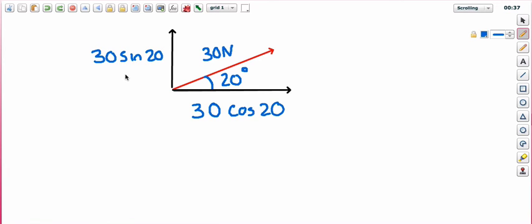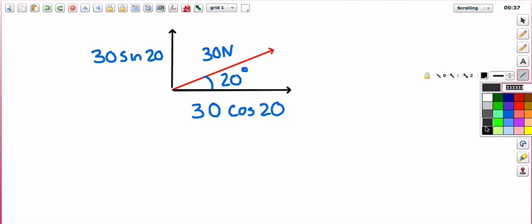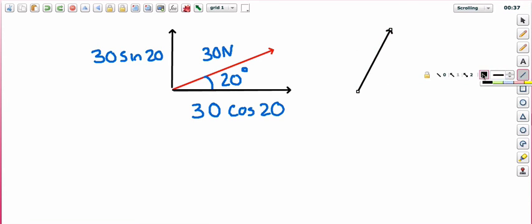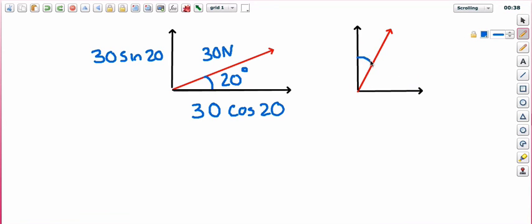Now, different situations can occur when you have something like this. So let's do another one. Let's say we've got an angle like that. And let's say I know the angle between the vertical. Okay. So let's say I know this angle here, and this angle is 20 degrees. And this force is 30 newtons again. So this time I want to find the vertical component and the horizontal component again.